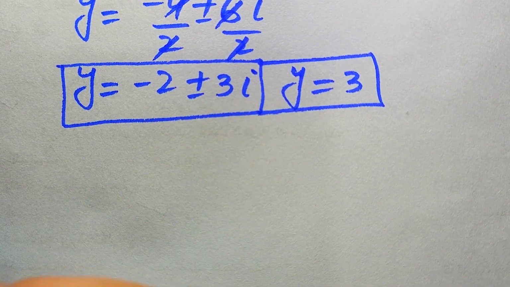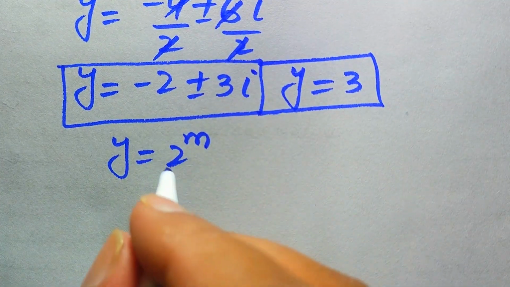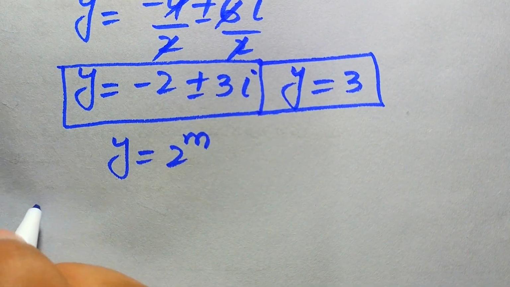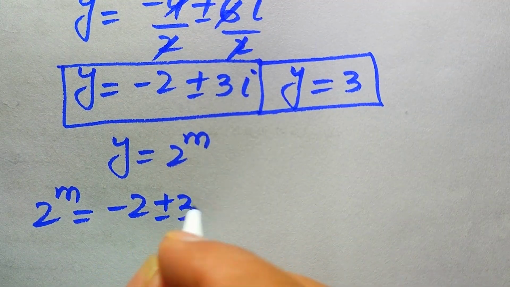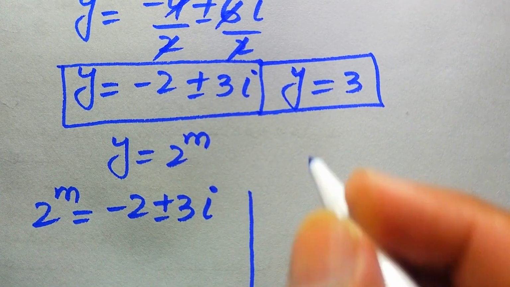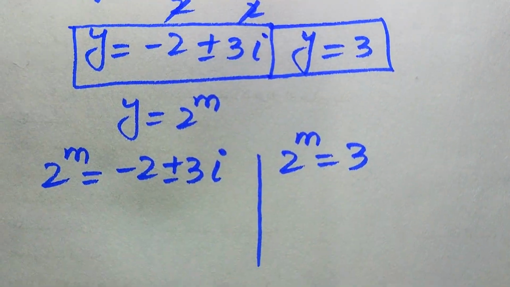And in the start of the problem we take y equals 2 to the power of m. So we put this on both of the sides and we get 2 to the power of m equals minus 2 plus minus 3 times iota, and in this case we have 2 to the power of m equals 3.